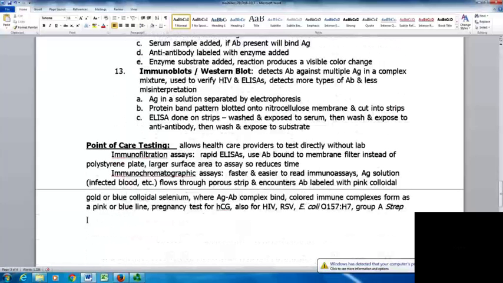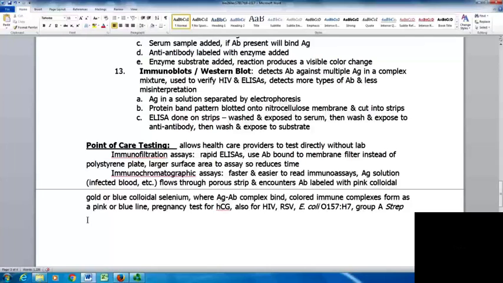So point-of-care testing, this allows healthcare providers to test directly without having to send things to the lab. There are really big advantages to having rapid results with these. So the immunofiltration assays, these are rapid ELISAs that use antibody bound to a membrane filter instead of a polystyrene plate. The larger surface area is going to reduce the amount of time it takes.